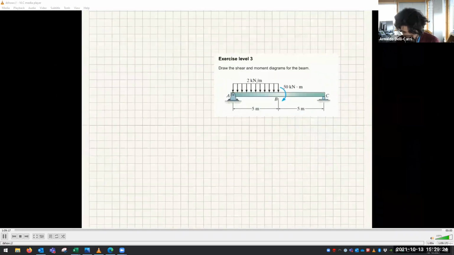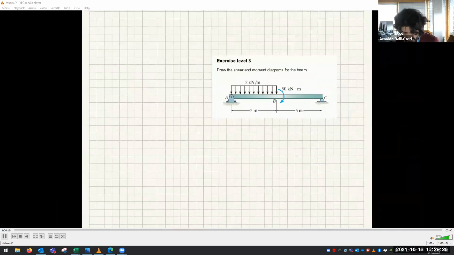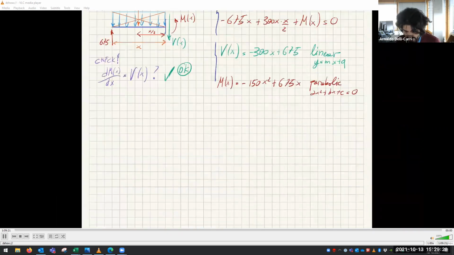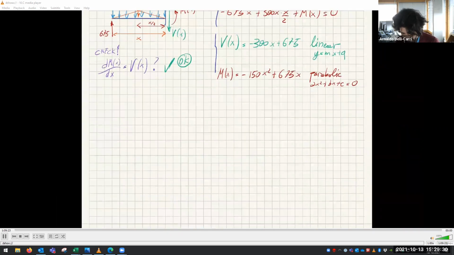Okay, so let me put this down. What we can do now is just draw. We draw everything. Let me draw this one and this one. We have to draw this between 0 and 4. Let's say this is 4.